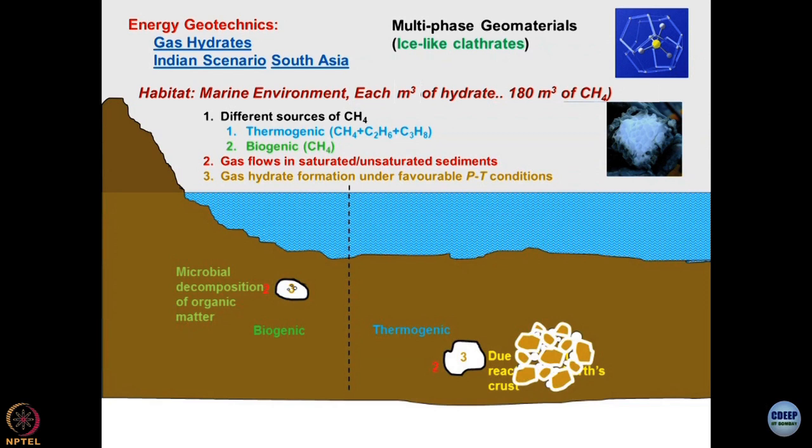This methane molecule gets trapped in water because of the pressure and temperature conditions, due to the action of very high pressure and low temperatures. We call them ice-like clathrates, and truly speaking, this is a state of a material or a geomaterial which is also considered multiphase. Americans would call it multiphase. Many people are doing research nowadays on multiphase geomaterials, multiphase geomechanics. In conventional geomechanics, if you remember, you started with three phases, but then very cleverly you brought it down to two phases by saturating all the samples.